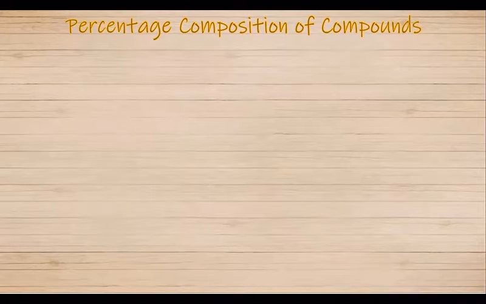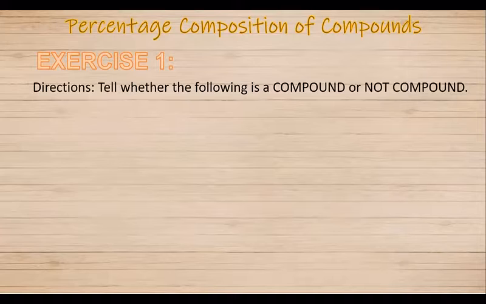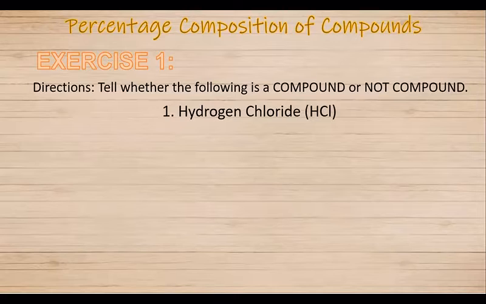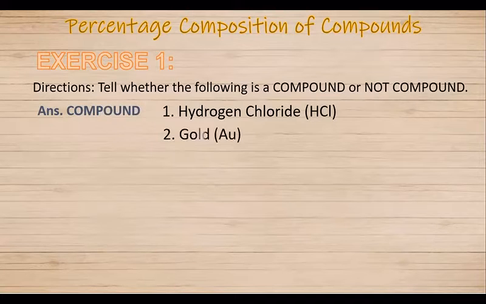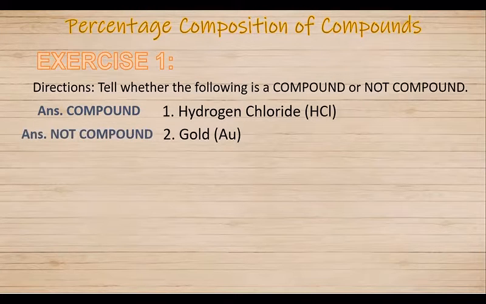Now, let's check if we really understand what is compound by means of answering exercise number 1. Just simply tell whether the following is a compound or not compound. Number 1. Hydrogen chloride or HCl. Correct. It is a compound. Number 2. Gold or Au. Correct. It is not a compound.